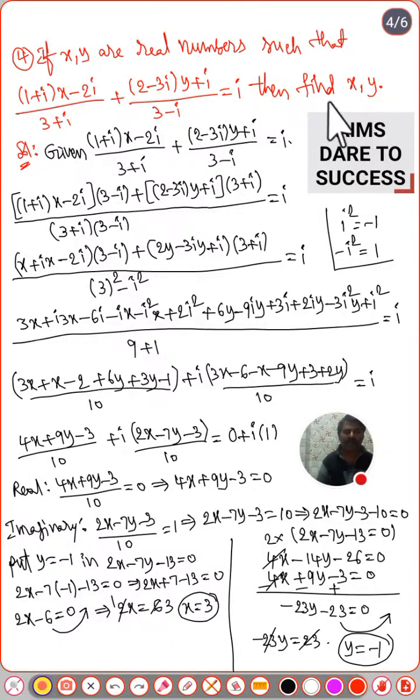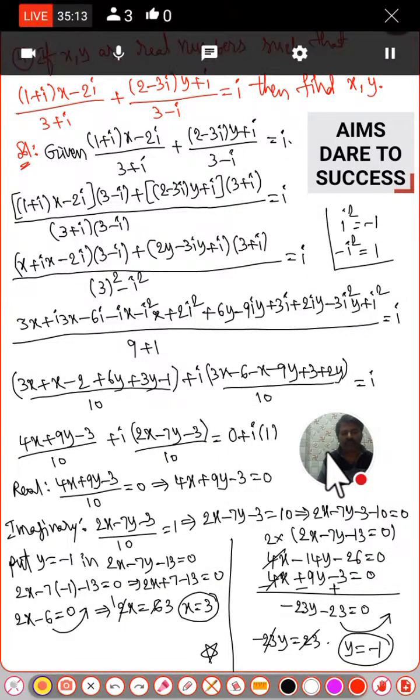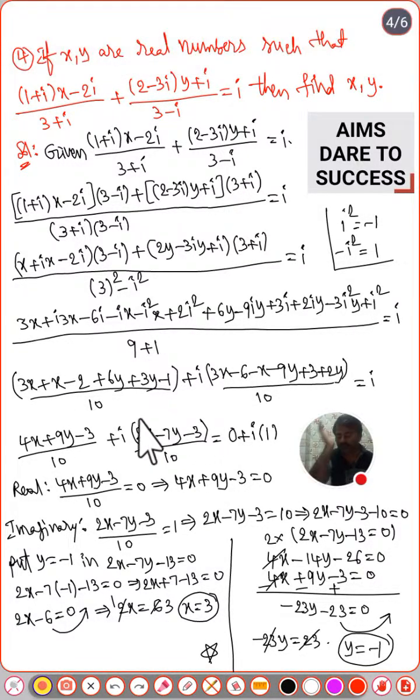So what did they ask you? Find x comma y. X value is 3, y value is minus 1. This is the required answer, my dears. I hope you all are understanding clearly.